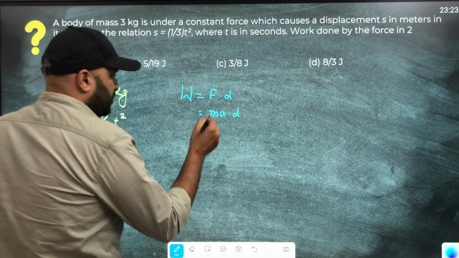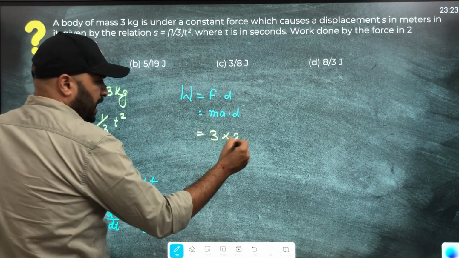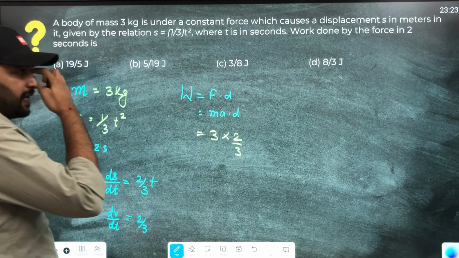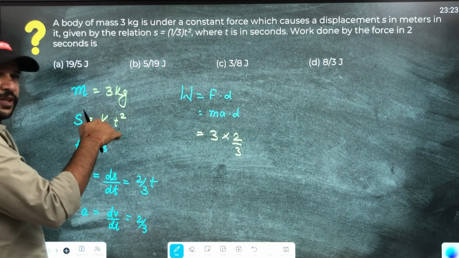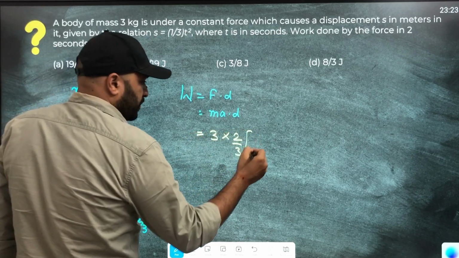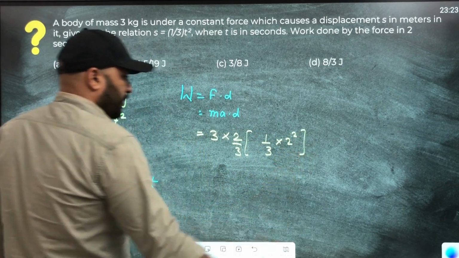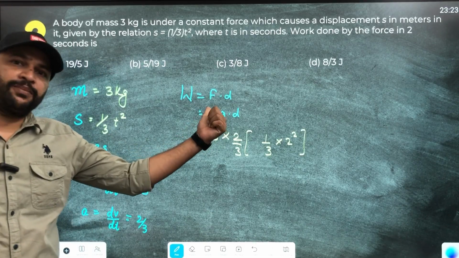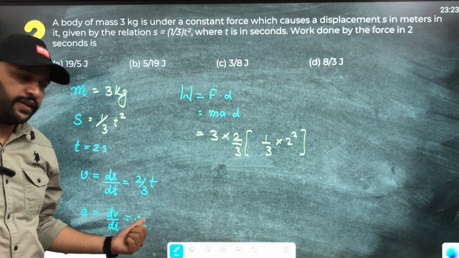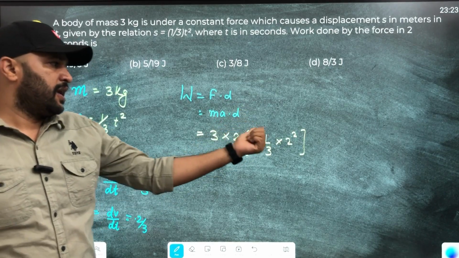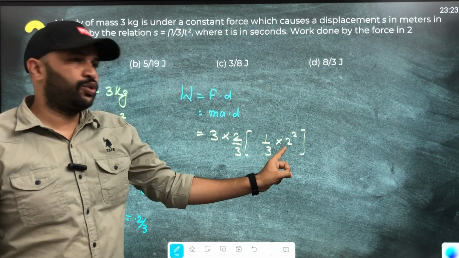Let's substitute the values here. Mass is 3 kg. Acceleration is found to be 2 by 3. And the displacement the particle has done in the first 2 seconds, so let's substitute 2 in this displacement function. This will be equal to 1 by 3 into time, which is 2, so 2 square. Let me repeat again. Mass as per the problem is 3 kg. Acceleration as per the problem we got as 2 by 3. And the displacement here will be 1 by 3 t square, and time we have placed as 2 seconds.